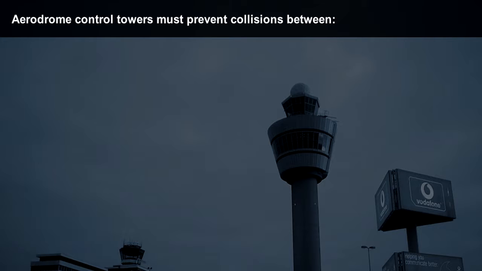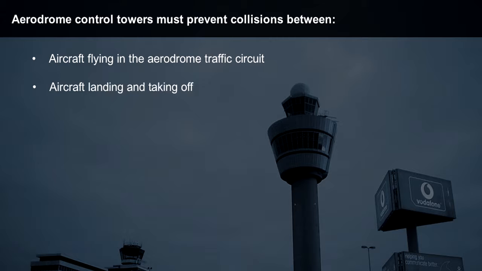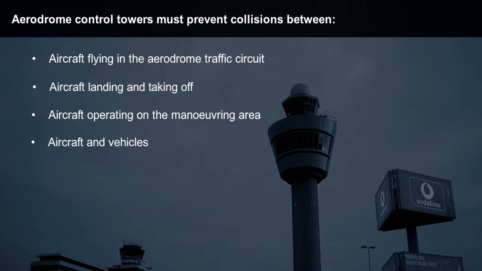Aerodrome control towers at controlled aerodromes issue information and clearances to aircraft under their control to achieve a safe, orderly and expeditious flow of air traffic on and in the vicinity of an aerodrome, with the object of preventing collision between aircraft flying in the aerodrome traffic circuit, aircraft landing and taking off, aircraft operating on the manoeuvring area, aircraft and vehicles, aircraft and local ground obstructions.